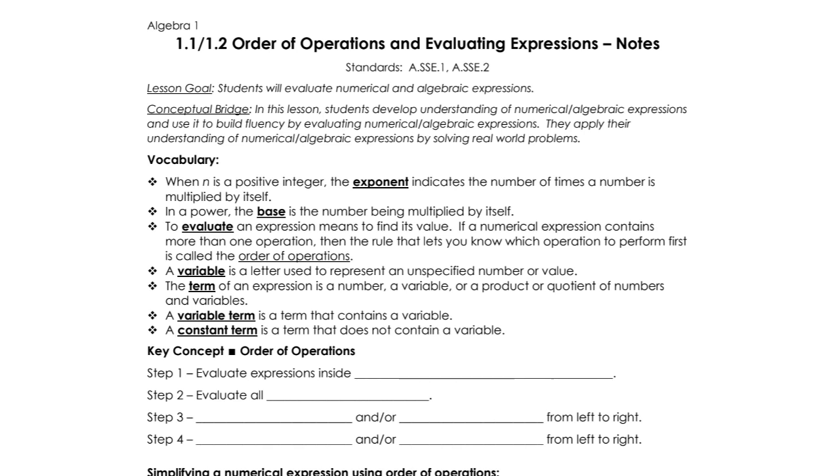For this video, we'll be discussing 1-1 and 1-2, which is order of operations and evaluating expressions. To start our notes here, we have a very large vocabulary section.